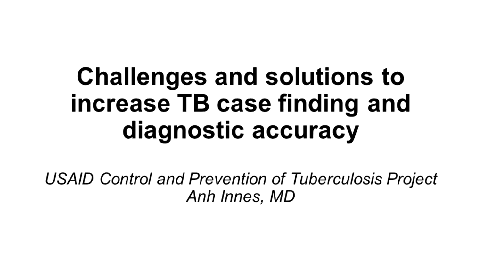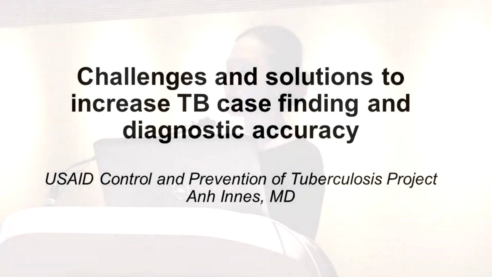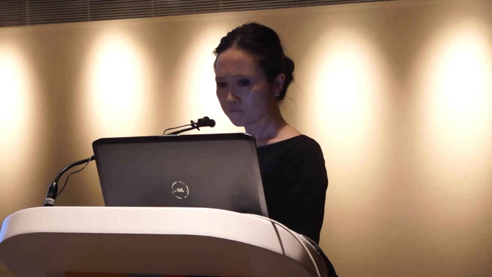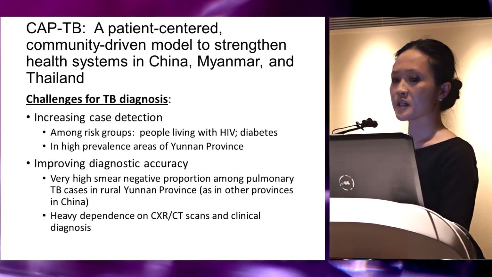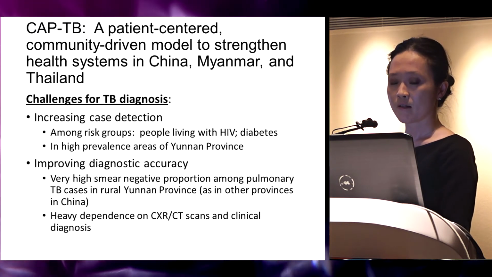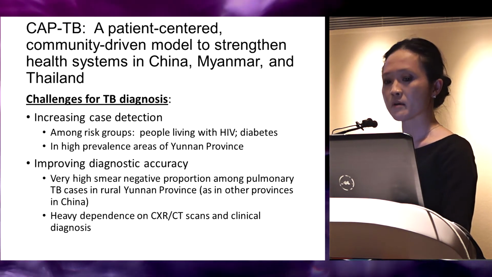I am the project director for the USAID Control and Prevention of Tuberculosis Project. We call it CAP-TB. We implement in 3 countries, China, Myanmar, and Thailand, but for tonight I'm going to be focusing on our China implementation. In terms of challenges for TB diagnosis in Yunnan province, which is where we focus, there are, I would say, 2 primary challenges.